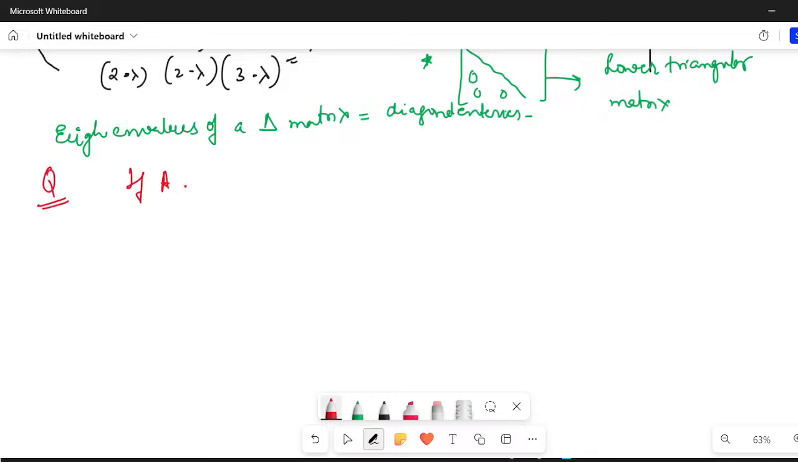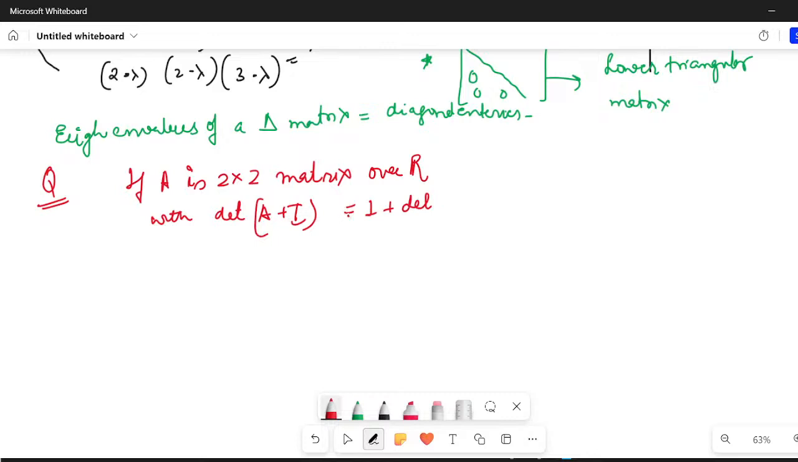if A is a 2 cross 2 matrix over R, that is, it has all real entries, with determinant of A plus I equal to 1 plus determinant of A. It is given that determinant of A plus I is equal to 1 plus determinant of A. Then what can be concluded?